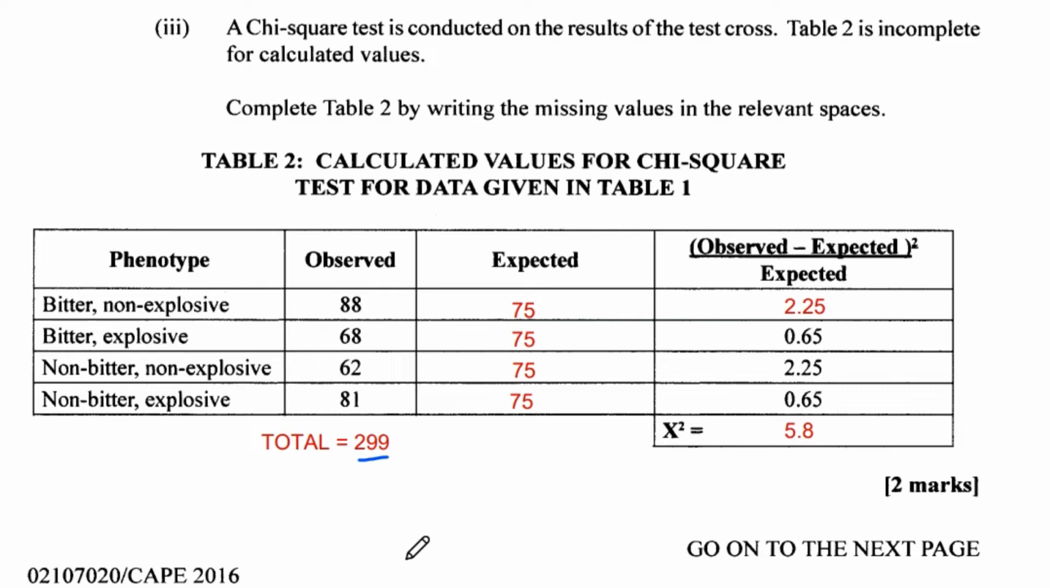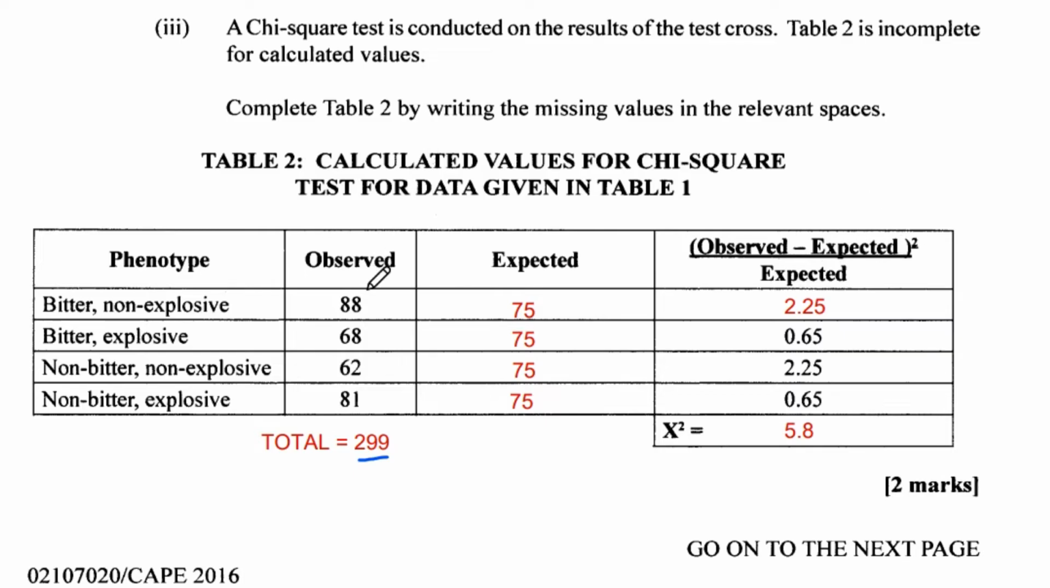So if we do a ratio of 1 to 1 to 1 to 1, basically a quarter of that, and we were to round it off, the expected would be, well, at least right below 75, but we could round off to 75. So it would be 75, 75, 75, 75. Now to work out the chi-square value, we would have to use this formula here. The observed minus the expected squared divided by the expected.